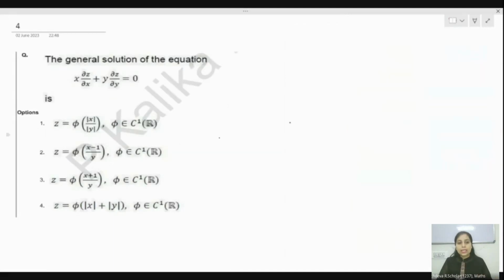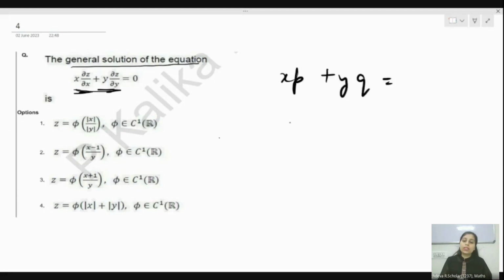We can see the general solution of the equation x curl z upon curl x plus y curl z upon curl y is equal to 0. In this equation we have a problem which is also a Cauchy problem. x curl z upon curl x, again a similar type: xp plus yq is equal to 0.